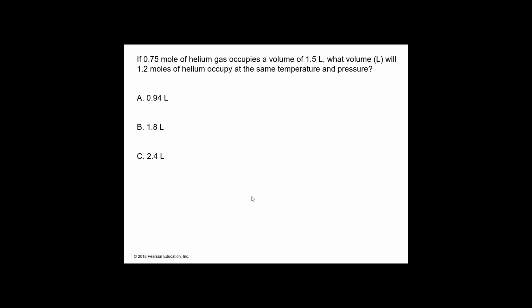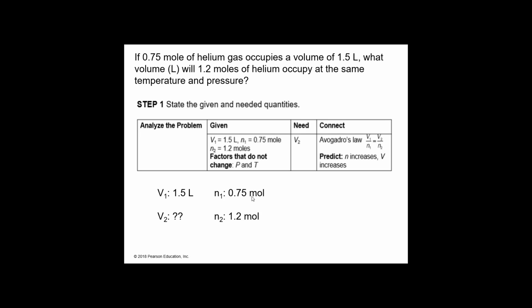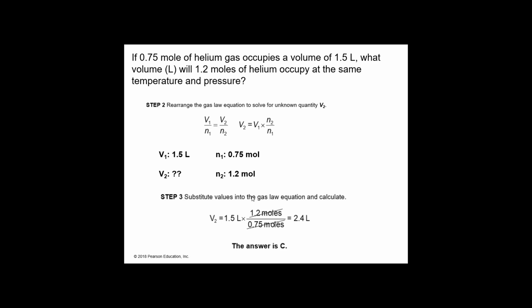If 0.75 mole of helium gas occupies a volume of 1.5 liters, what volume will 1.2 moles of helium occupy at the same temperature and pressure? Let's do this one straightforward, just the way we would normally handle them. We pull out all the variables, and if you look at one variable, you should be able to detect what's happening. In this case, n increased, so the volume has to increase too. We plug everything in, and there's our answer, 2.4 liters. And that's it.